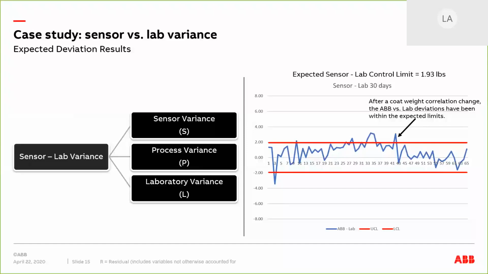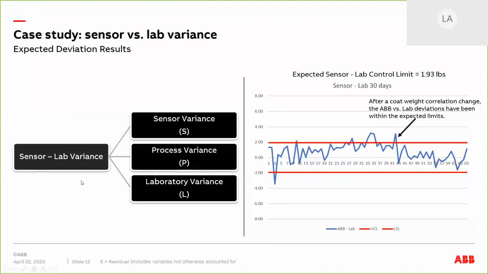And set realistic expectations. So in this case, we actually calculated this expected deviation between the online sensor and the lab to be 1.93 pounds here. So then based on that, you draw your upper and lower limits, and this really means if the error between the lab and the sensor is within this 1.93 pounds, you don't need a correlation change, because this number was calculated based on the sensor variance, the process variance, and lab variance.